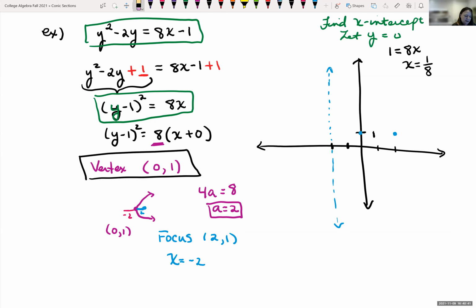Okay, x equals 1/8. That's pretty close right here. And so I know, I'm just estimating, not to scale. I also know where my symmetrical point is. It has to be the same distance. And so I see my parabola shape looks like this. And we could always plot more points. We could choose some value for x and solve for y. We would get 2 y values for that x value.